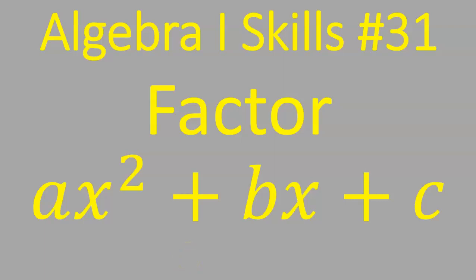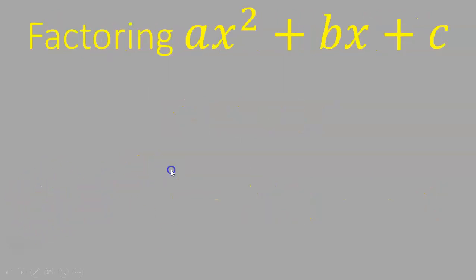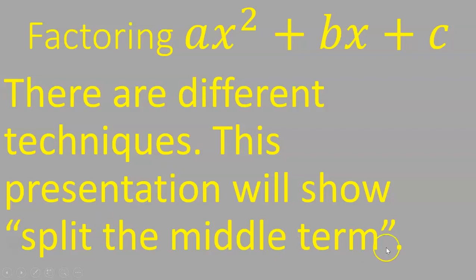Algebra 1 skills number 31: factor ax squared plus bx plus c. So specifically, when we have a number right here, how does that change things? Okay, so we're going to use something called the split the middle term method. Not that it really matters that much what you call it. I just wanted to let you know there are multiple ways of doing this, and some are kind of gimmicky.